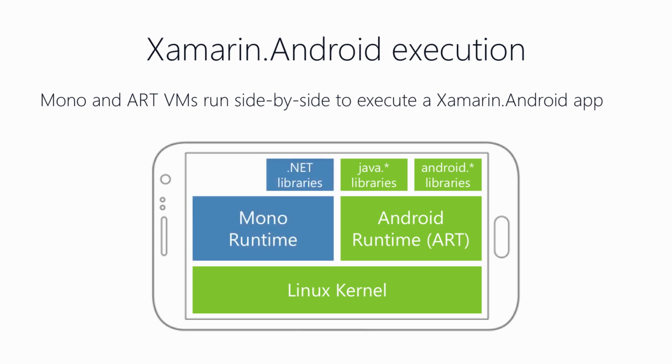The Mono runtime is part of your app's process to execute your intermediate language code, and that includes the code that you wrote in C#. This means that the Mono runtime and ART run side by side in your app's process.